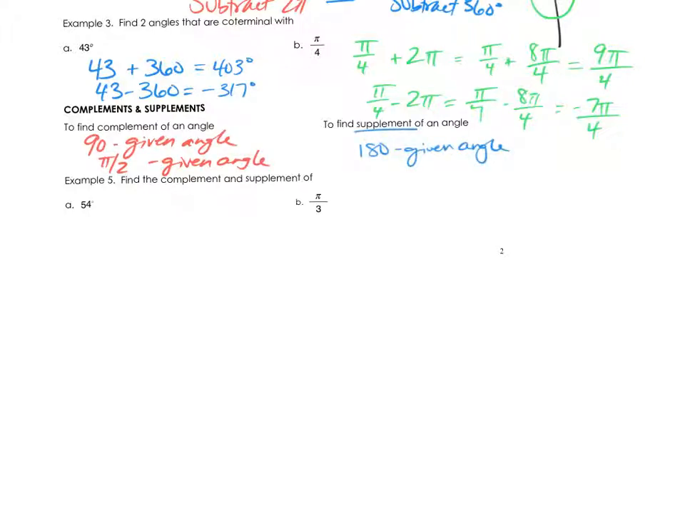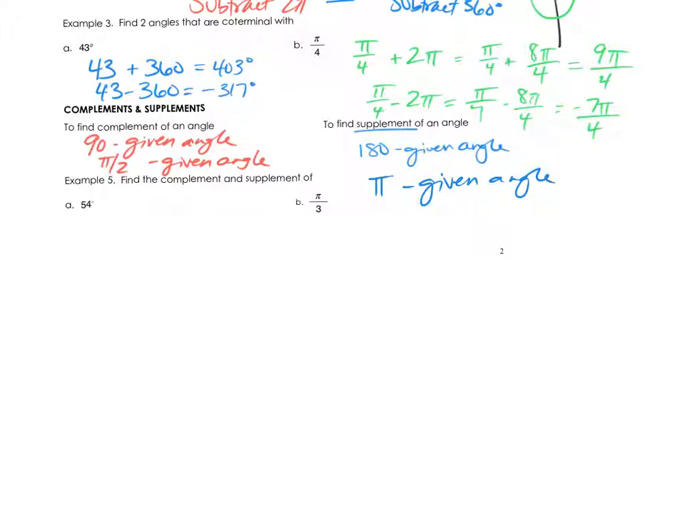To find the supplement of an angle, we want to get to a total of 180 degrees. So if we are in degree mode, we're going to be taking 180 minus our given angle. And if we're in radians, the equivalent of 180 is pi radians, and then minus our given angle.